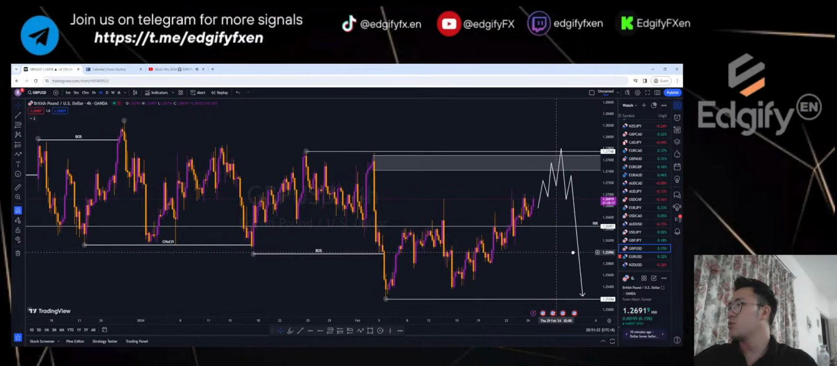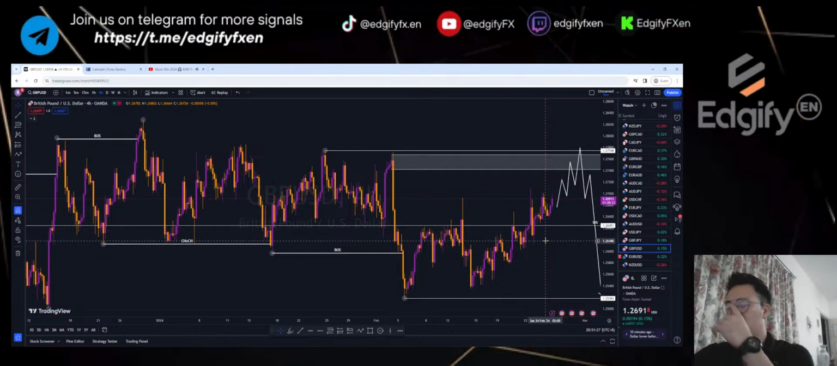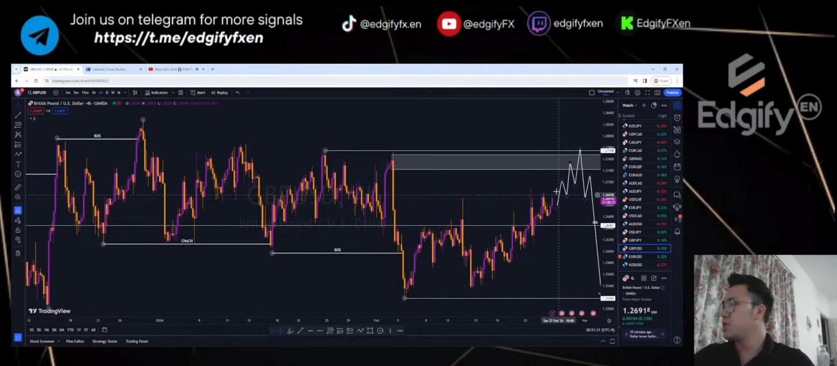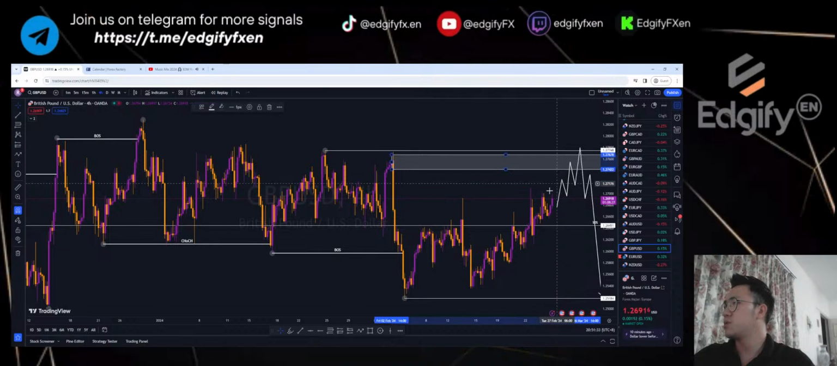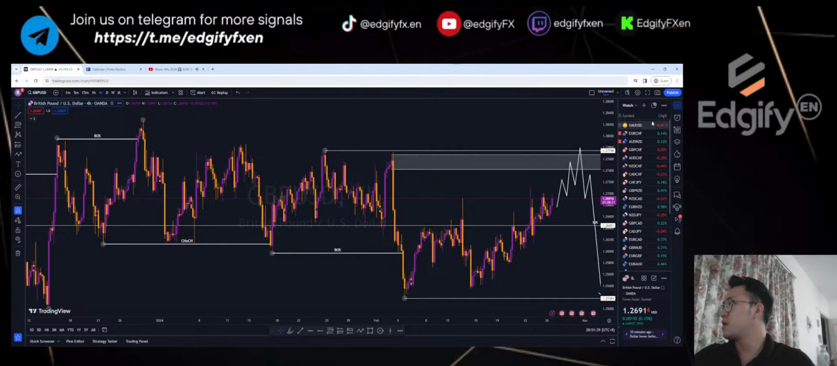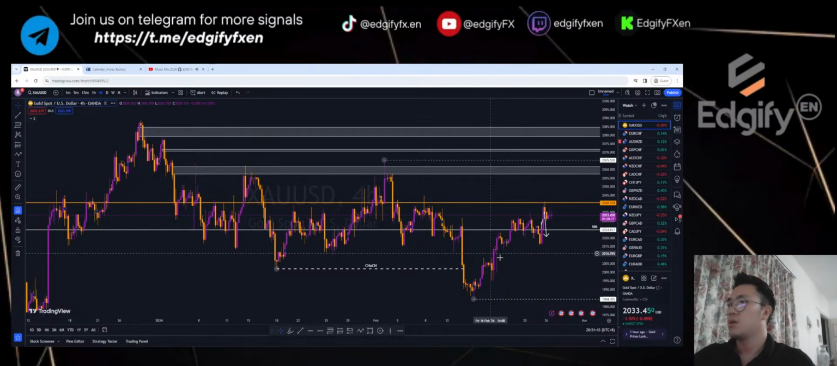GBP USD, I'll be looking for shorts, if you can see where my direction is going to be. Just going through with a very quick analysis. So for GBP USD, I'll look for shorts when price taps into this zone here. So this is going to be the three pairs. Let's look at gold.